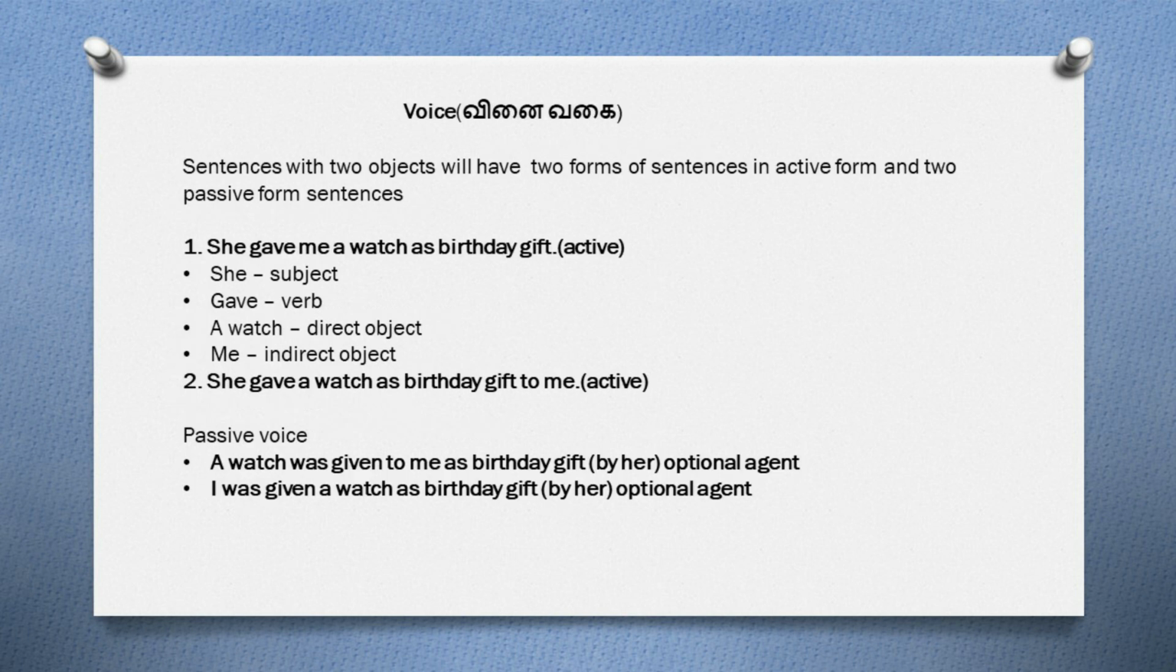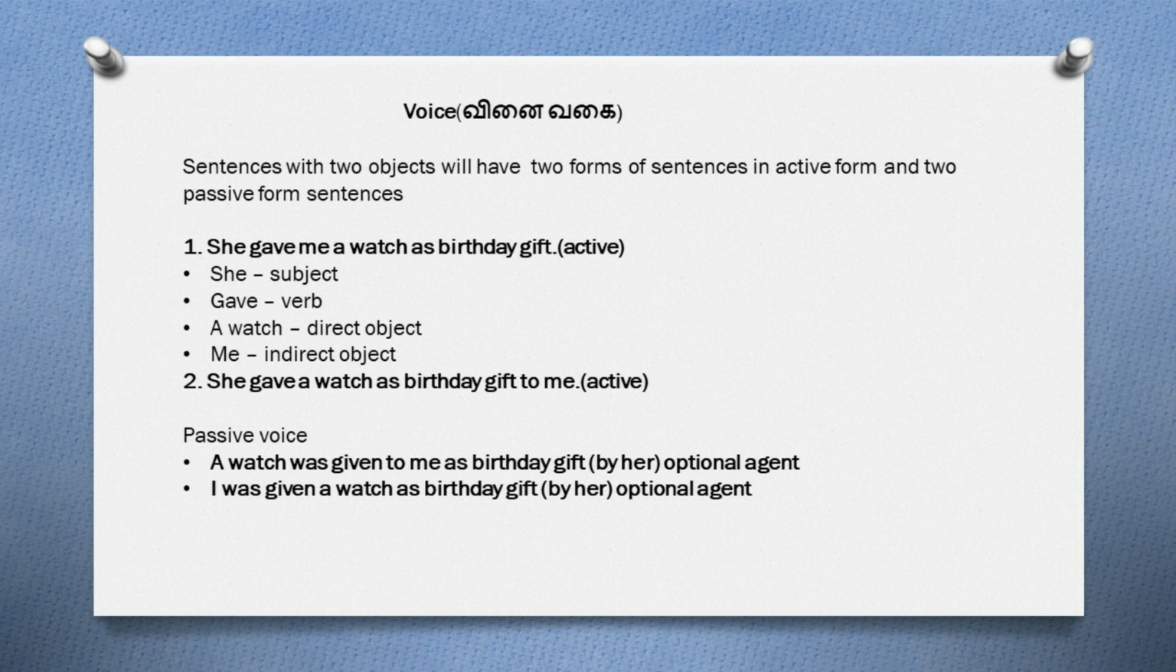Now moving on to transformation of sentences with two objects from its active voice to its passive voice. Let's look at this with an example. She gave me a watch as birthday gift. Now it's your turn. Try identifying the direct object and indirect object in this sentence. Okay, so in this sentence, she is the subject, gave is the verb, a watch is the direct object, and why is that? It answers the question what. Me is the indirect object because it answers the question to whom.